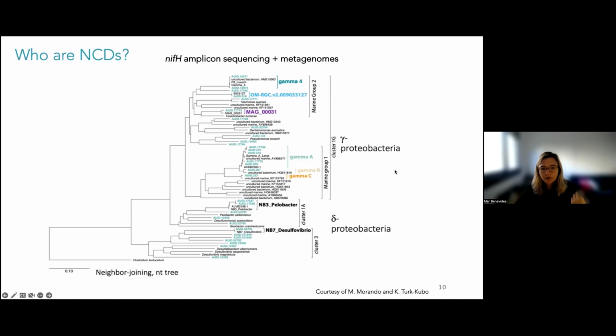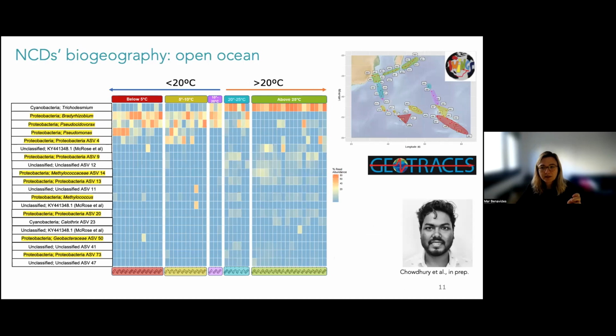And something that we are starting to see is that gamma or delta NCDs have different distributions in the ocean. For instance, this is an expedition in the southern Indian Ocean, the SPHINX cruise, which is a GEOTRACES program. So this is the tip of South Africa, and this is Madagascar, and this is the transect of the cruise. And stations are colored by temperature.